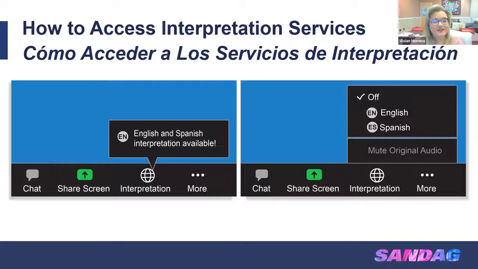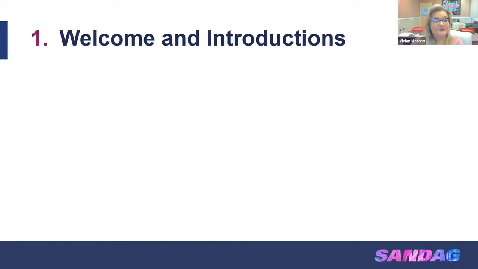Thank you so much. We're going to move on to item number one, which is welcome and introductions. I'd like to take this opportunity for all our working group members to introduce themselves, their organization, and also the area of the region that you serve, so the public joining us today are aware. I will start with Alliance for Regional Solutions.